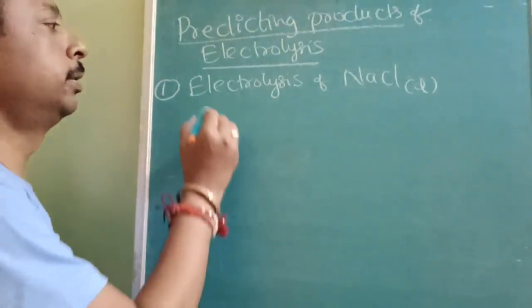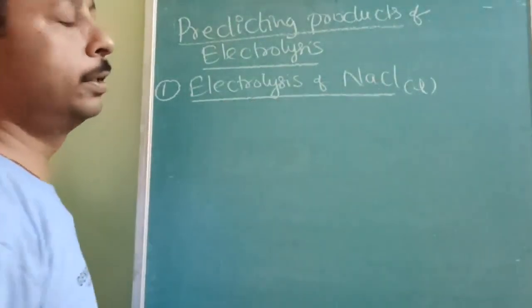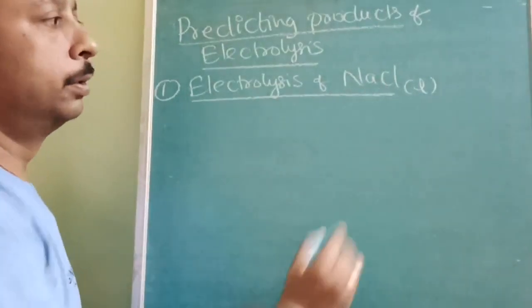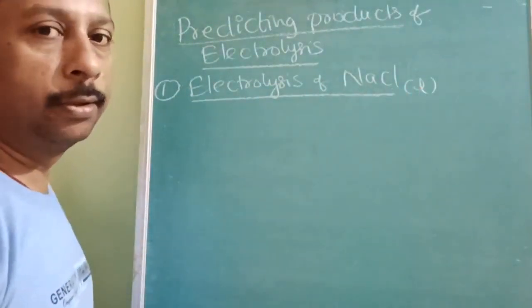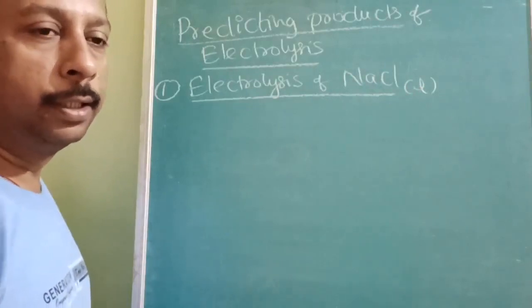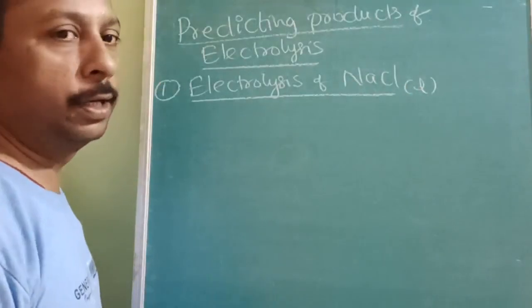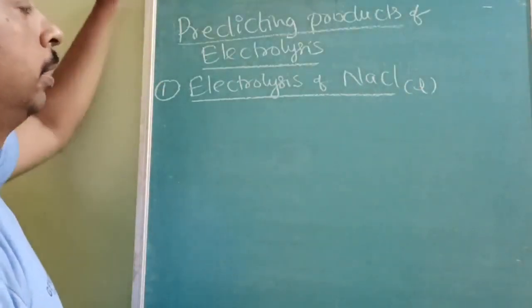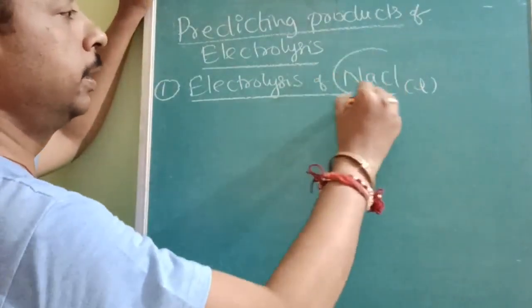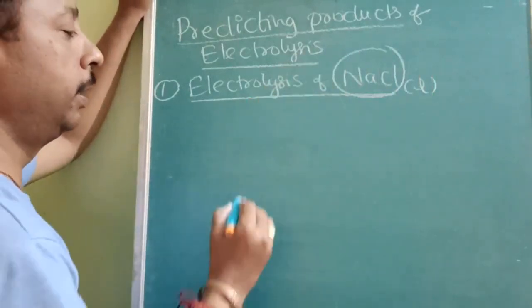First part, electrolysis of NaCl liquid. As I told you in the starting only, liquid and aqueous in this chapter makes a lot of difference. What is the difference? We will come to know now. The simplest and easiest way is electrolysis of NaCl.